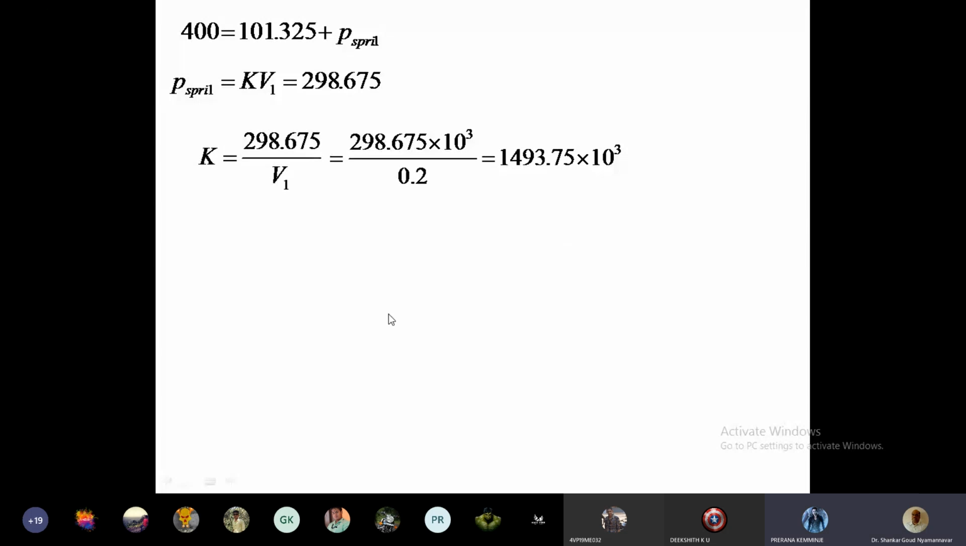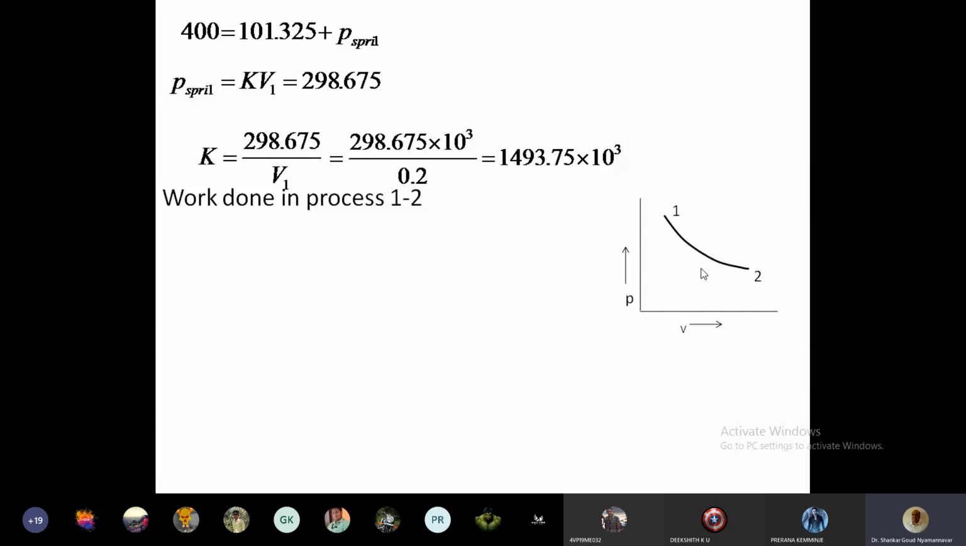Yes, sir. Okay. So next, I know the spring pressure in terms of a relation between pressure and volume. Next job is very simple. Just find out work done. Work done in the process 1 to 2. I have plotted 1 to 2 in the PV diagram. If I know the equation between P and V, it's a very simple process. Do the integration. W1 to 2 is equal to the integral of P dV from V1 to V2. Substitute P and do the integration. That's all.